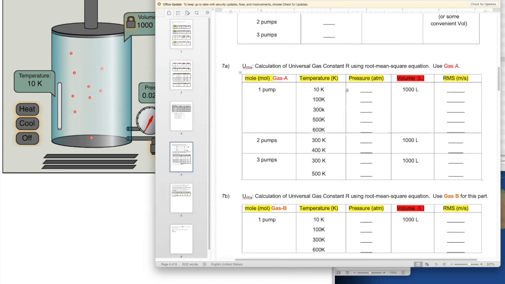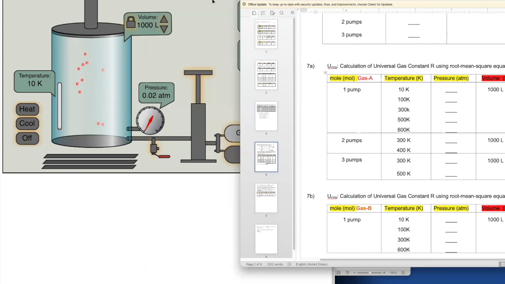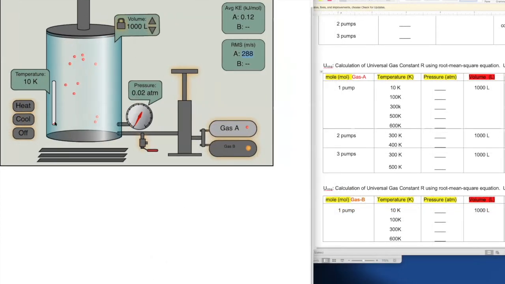That's what this is. You guys are basically changing the temperature from 10 Kelvin. Remember that the volume is fixed. You're recording the pressure. So we're going next to 100 Kelvin. In order to go up to 100 Kelvin, we're going to heat this up. There, I got lucky. At 100 Kelvin, the pressure is 0.25 and the RMS is 912 right here. This is the average kinetic energy, 1.25 kilojoules per mole. You could record that as well. The next temperature is 300.